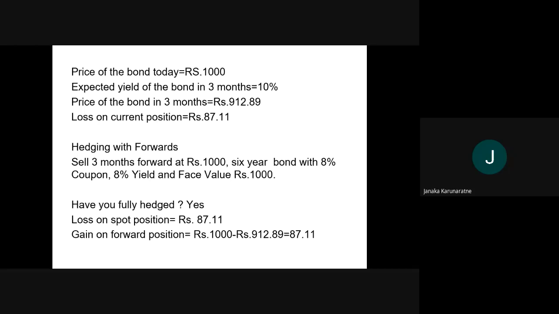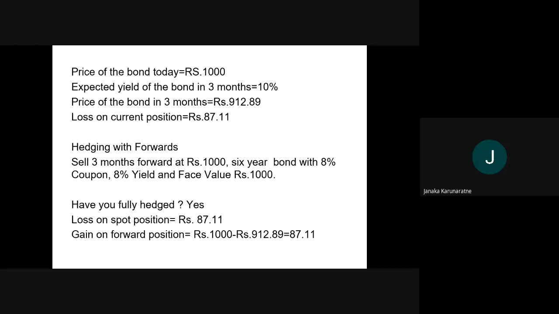So your face value is 1,000. So let's say the interest rate goes up to 10%. Then what happens? The forward contract price will also drop to 912.89. So you are making a gain of 87.11 in the forward market. Your forward price will be 912.89, but you sold the forward at 1,000. So you will make a profit. So the cash market loss is offset by the forward market gain.